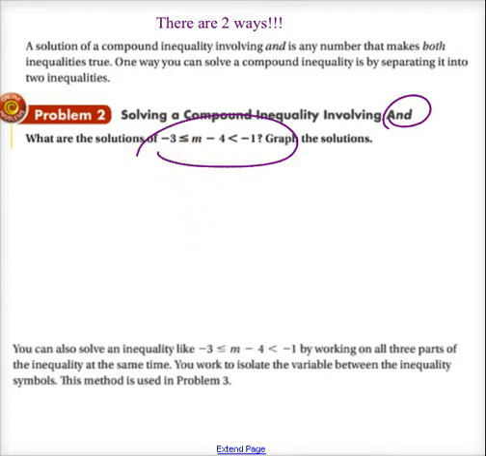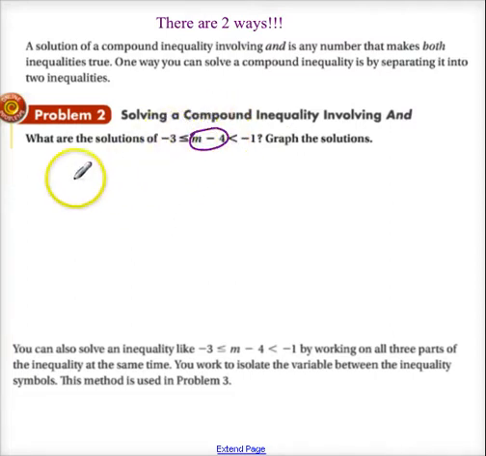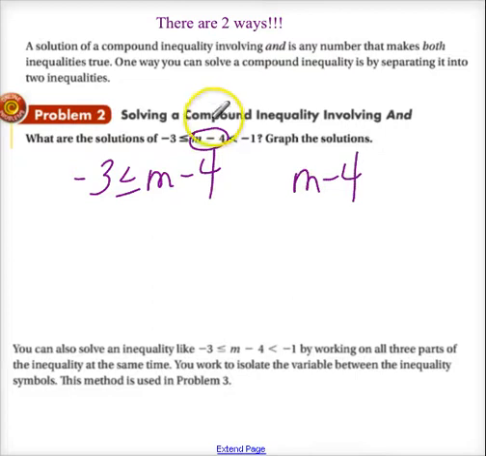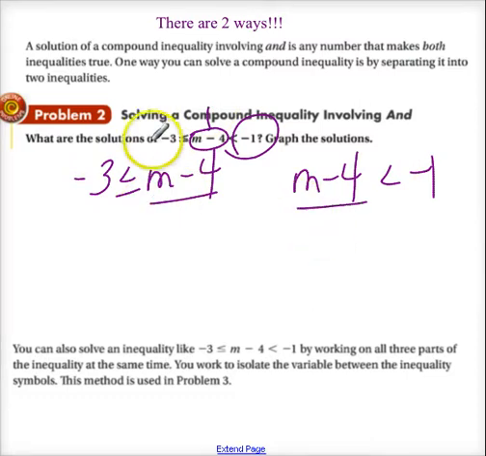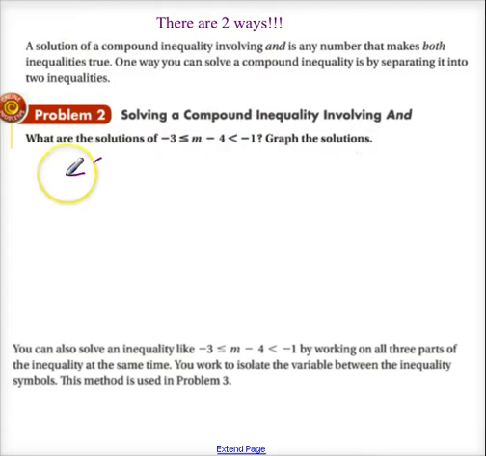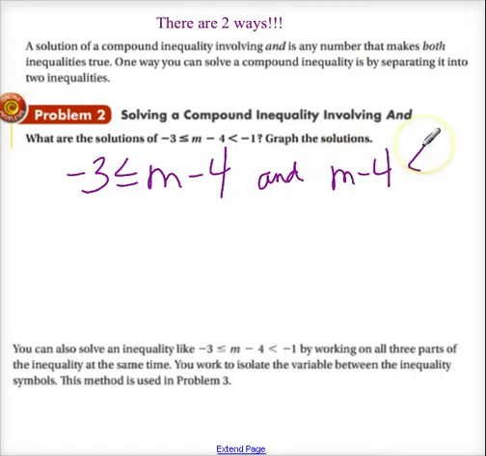The first way you can do it is you can write it as two inequalities. m minus 4 is kind of our common ground. m minus 4 is greater than or equal to -3. I'm just going to split this up. I can also use my middle ground, m minus 4, and the other half, less than -1. So I just used my middle piece in both parts and then rewrote them as two separate inequalities. It's kind of a lot of ink. I'll do that one more time. So -3 is less than or equal to m minus 4, and m minus 4 is less than -1.